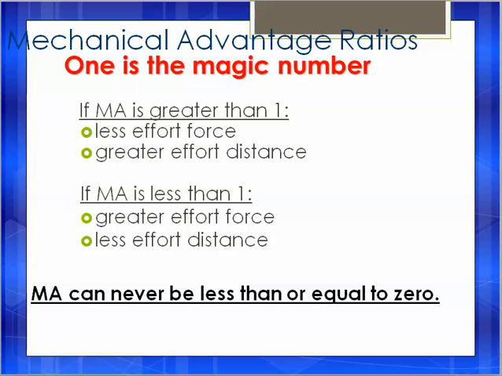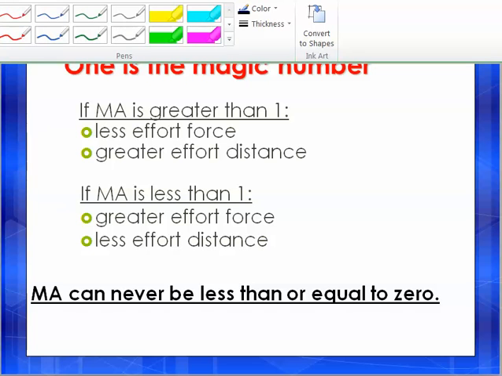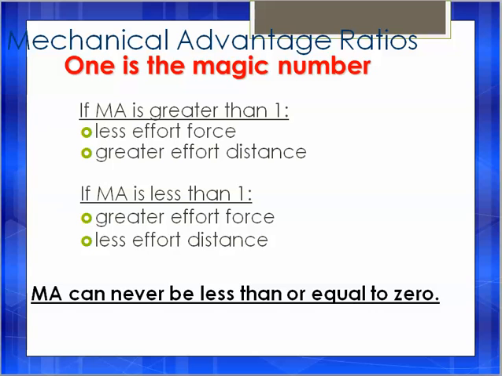A couple things I want to remind you of when it comes to mechanical advantage. Whenever the mechanical advantage is greater than 1, we're going to have less effort force and greater effort distance. Whenever that mechanical advantage is less than 1, such as on a fixed pulley where we have lots of friction, we're going to have greater effort force. You're going to have to pull harder, but you're usually able to do it with less effort distance.